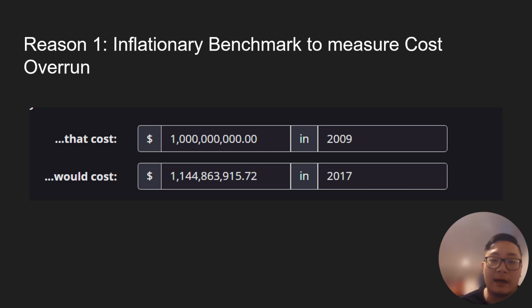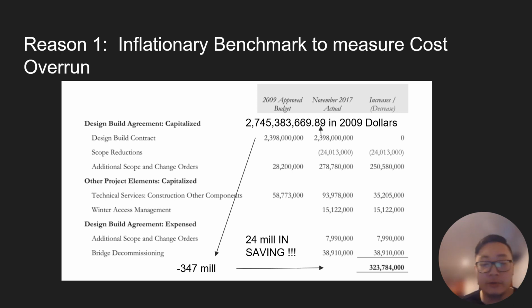So, for example, $1 billion in 2009 is going to be $1,144 million in 2017, which is a big difference. That's a 14% difference we're looking at. Putting it back into the Port Mann Bridge example, if we calculated the cost in 2017 in 2009 dollar value, we are not even looking at a cost overrun at all. We have $24 million in savings since we are spending a lesser amount of money according to 2009 standards.